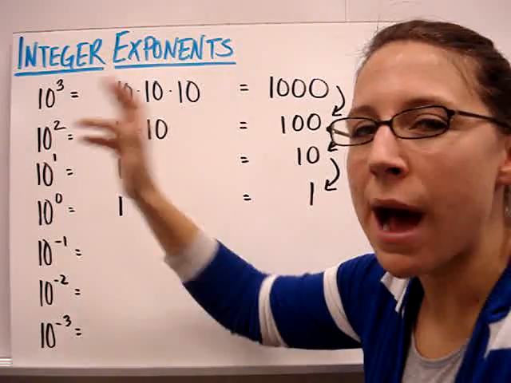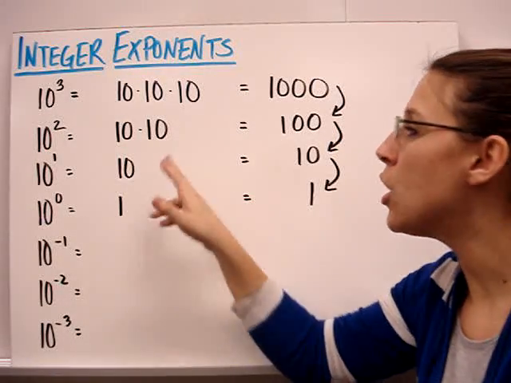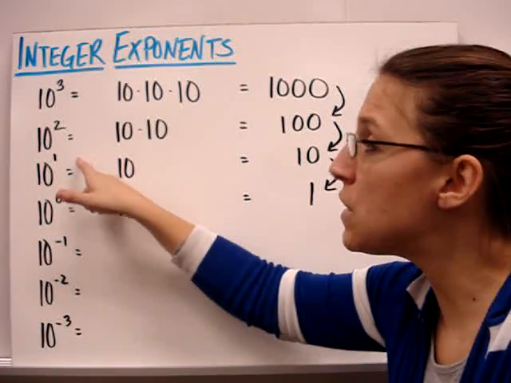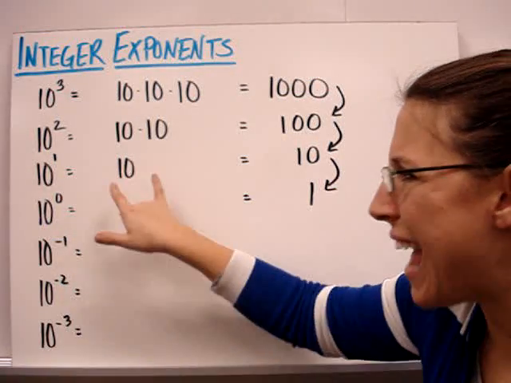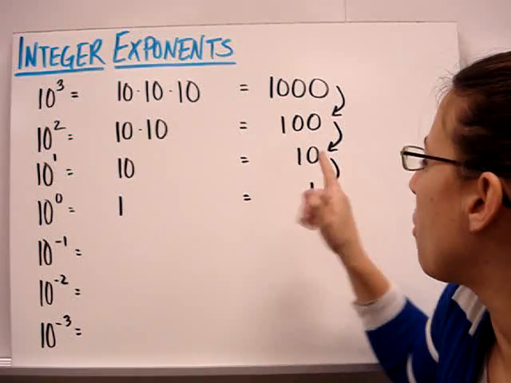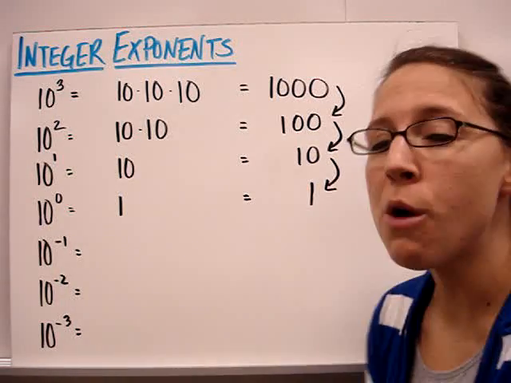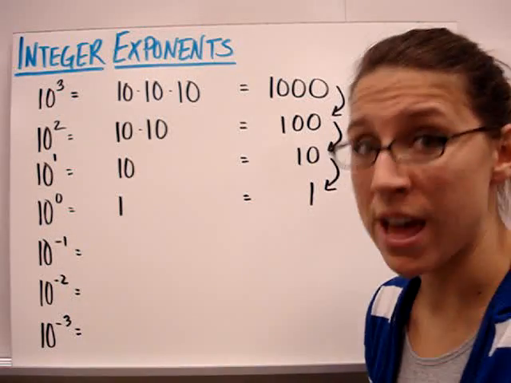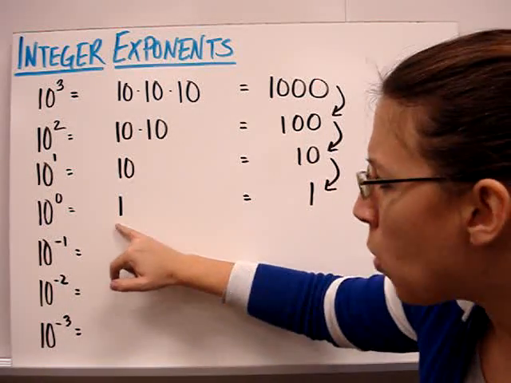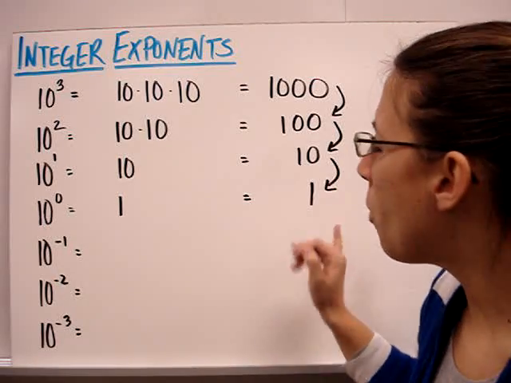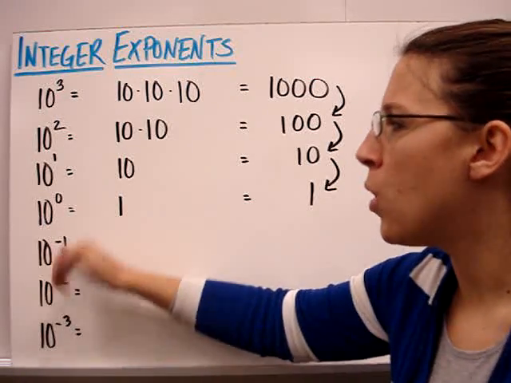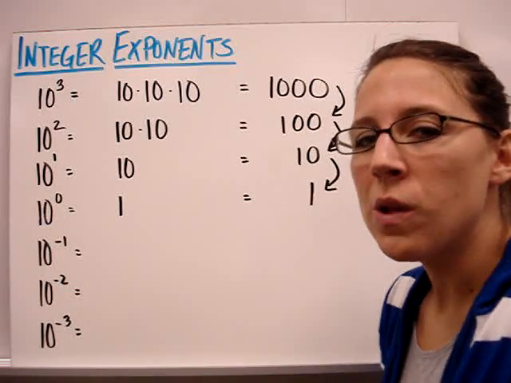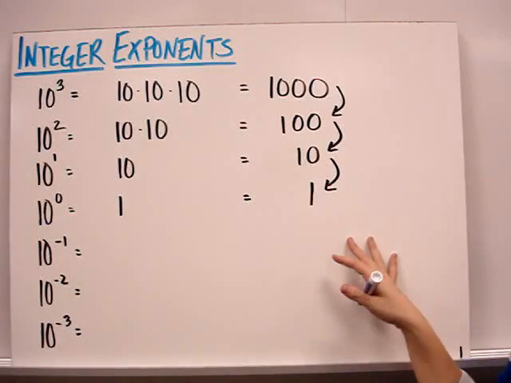10 to the second power means 10 times 10, which equals 100. 10 to the first power means just 10, and therefore the value is 10. We know from previous lessons that 10 to the 0 power, anything to the 0 power equals 1. But what happens when I go 1 less than 0 and say 10 to the negative 1? Well, I want you to consider this pattern here.